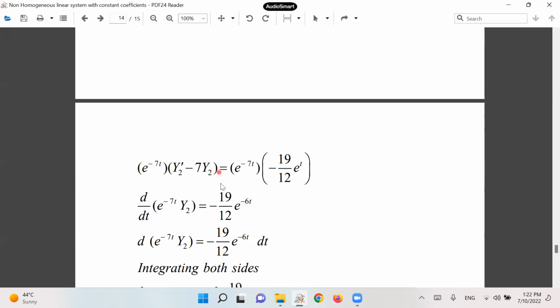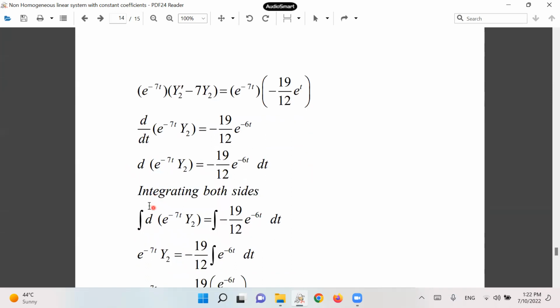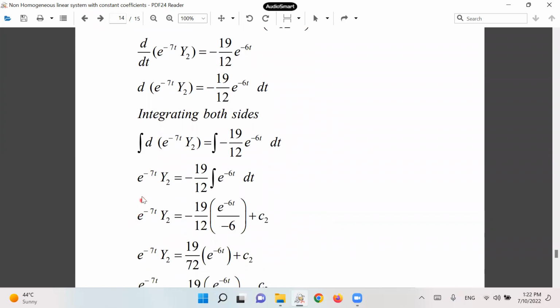And this we can write in simplified form as the derivative d by dt of the integrating factor multiplied by y2. Okay. So after that, multiply both sides by dt, and when we integrate, the derivative and integration cancel, so we get e power minus 7t y2 equals minus 19 over 12.